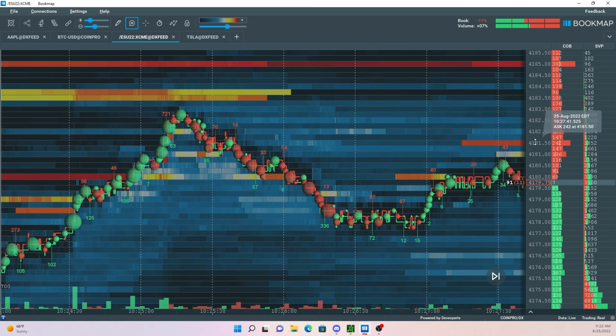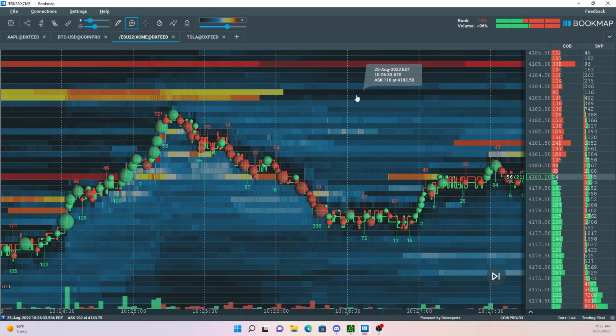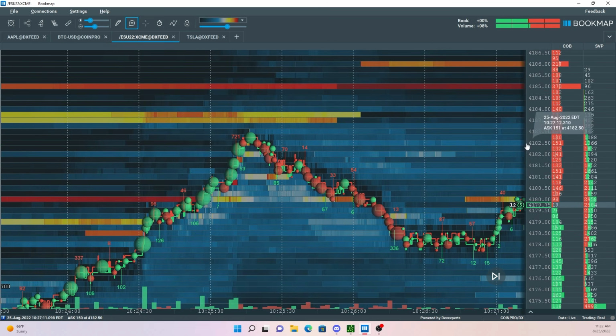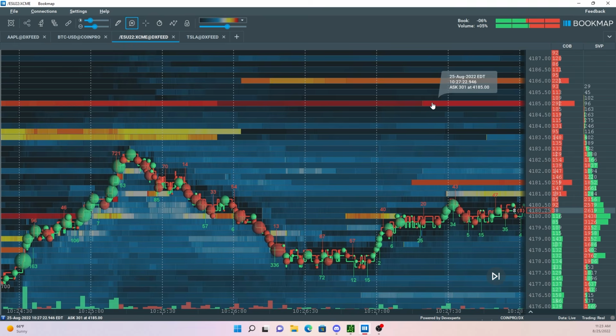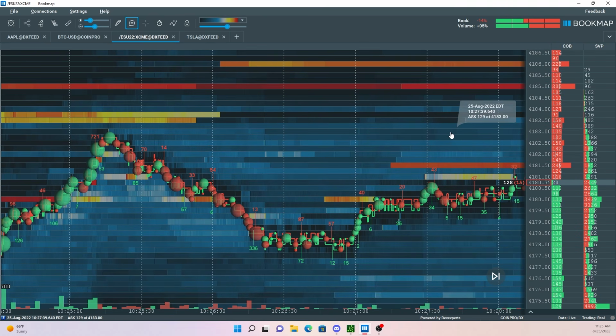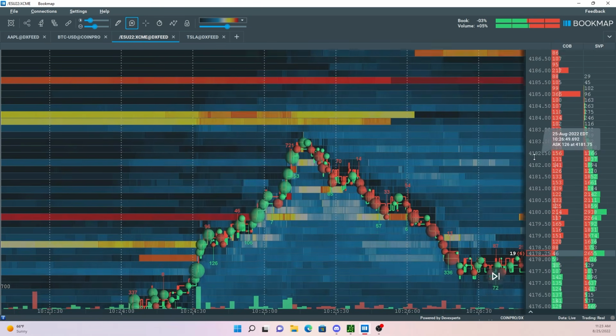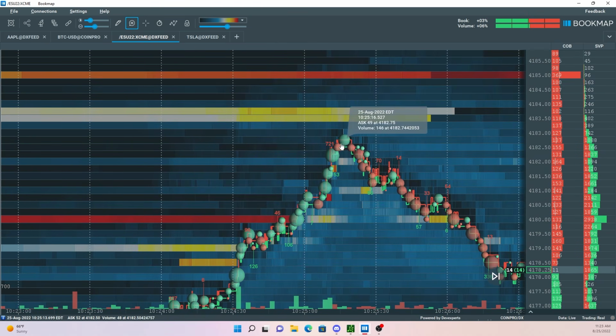So when I am looking at Bookmap, and again looking at the futures on Bookmap, I'm really trying to identify these huge areas of sell orders and buy orders. If we're looking at the market today, when it was rallying early in the morning, we could see that sellers were sitting right here at this 4180 area.